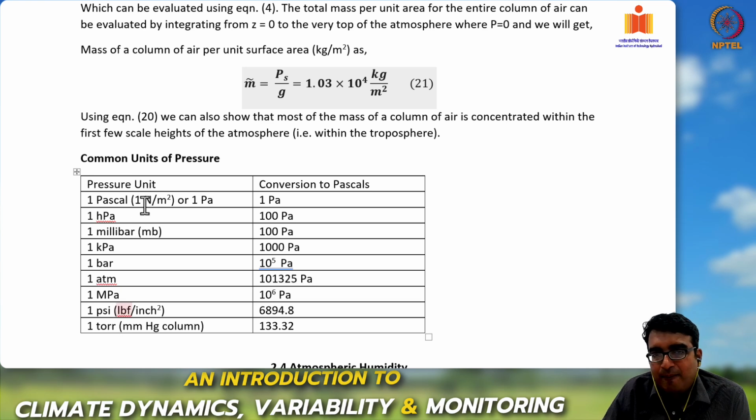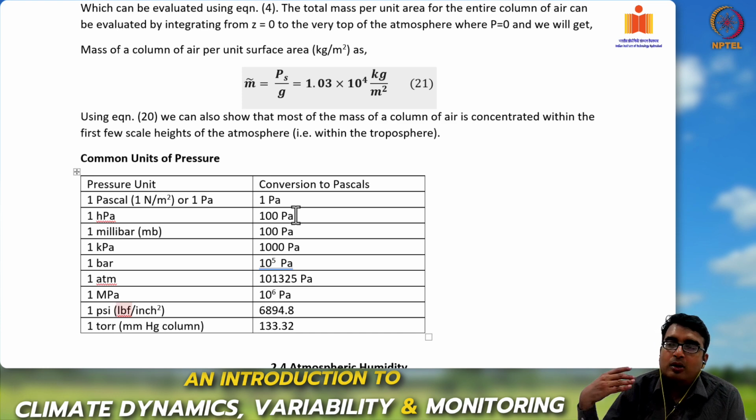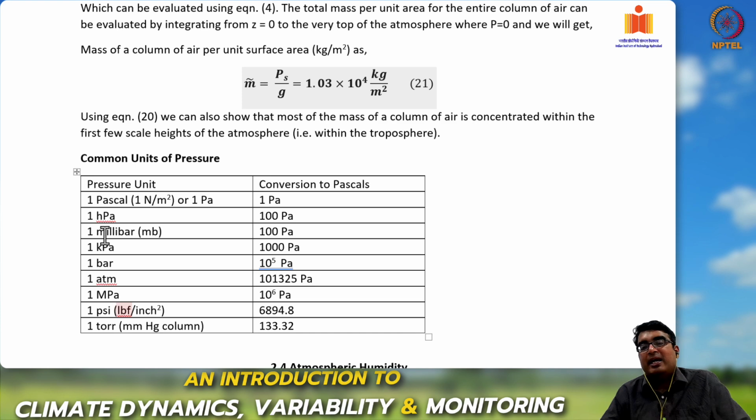So, the SI unit of pressure, which is the standard international unit of pressure, is 1 Pascal, which is 1 Newton of force over 1 meter square of area. Okay, it is also called 1 Pa. Okay. Now, 1 hectopascal is equal to 100 pascals. Okay, so when you are looking at a hectopascal as a unit, it is equal to 100 pascals. Similarly, an alternative unit is 1 millibar, which is also 100 pascals. So, 1 hectopascal and 1 millibar are basically the same units expressed in terms of different descriptions.